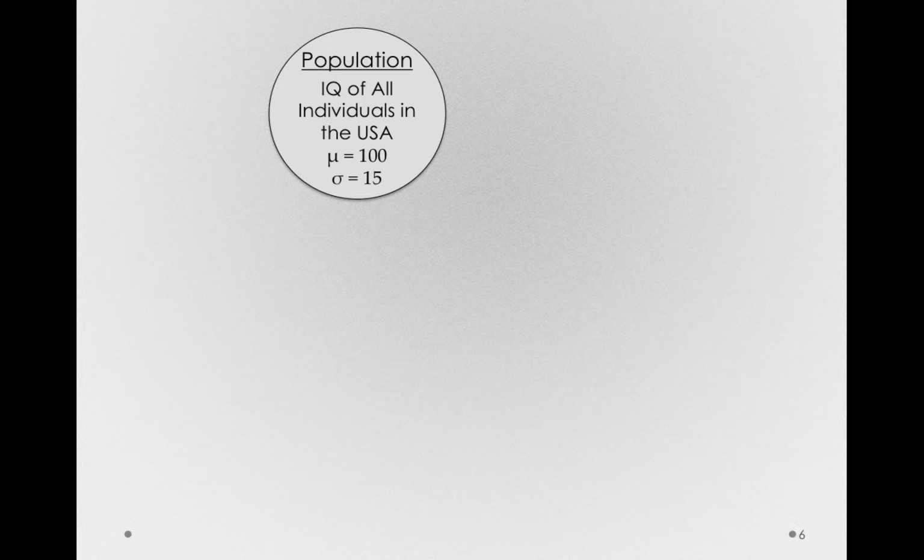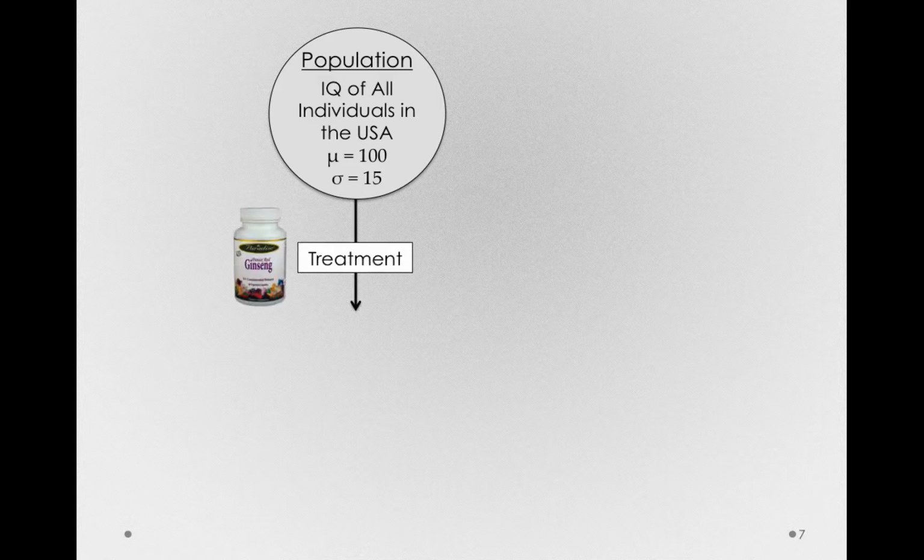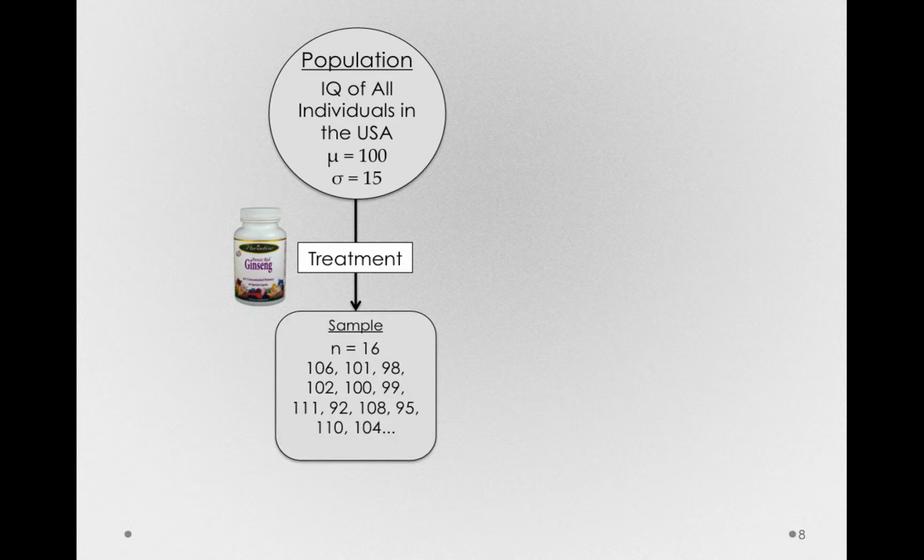Suppose we were interested in the effect of a nootropic, a drug that's purported to actually affect intelligence. Suppose we take some individuals from this population, again a population we know a lot about, and we treat them with a nootropic like ginseng. Suppose we give them ginseng for 6 months, and then we measure each individual's IQ in our sample. Suppose we have 16 people in our sample, and here are their IQ scores.